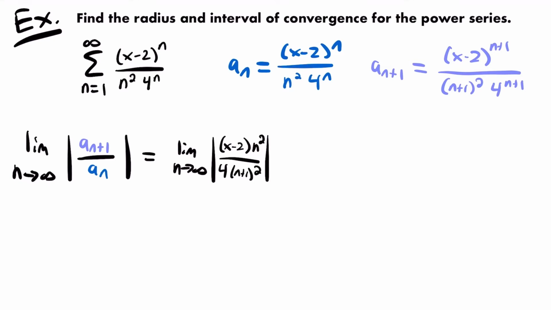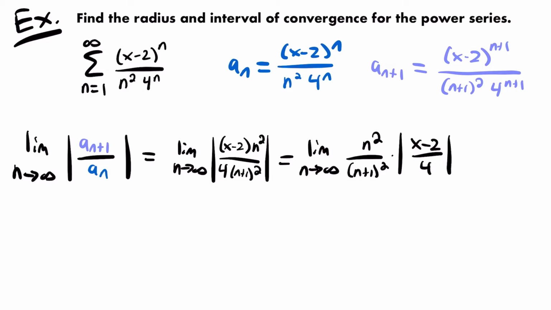So here's what I'm going to write. This is going to be equal to the limit as n approaches infinity of n^2 divided by (n + 1)^2 times the absolute value of (x − 2) divided by 4. All right, so I just split this up. We have our two parts with n on the outside of the absolute value bars, and then we left x − 2 within the absolute value bars, and then kept that 4 down there as well.